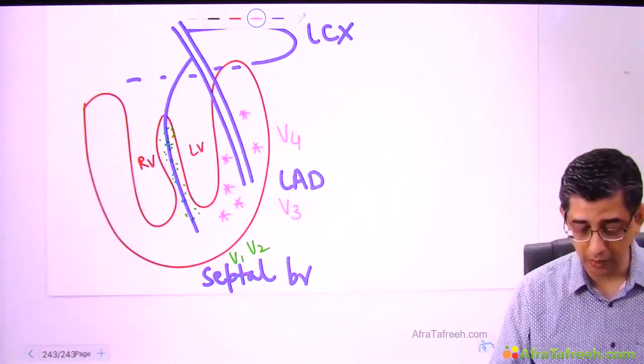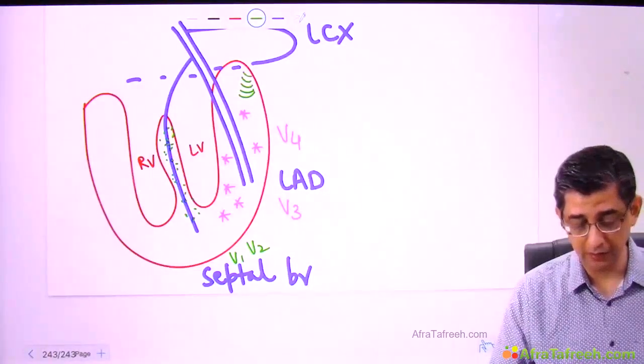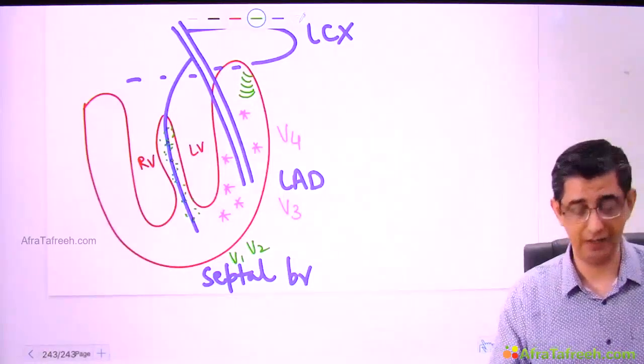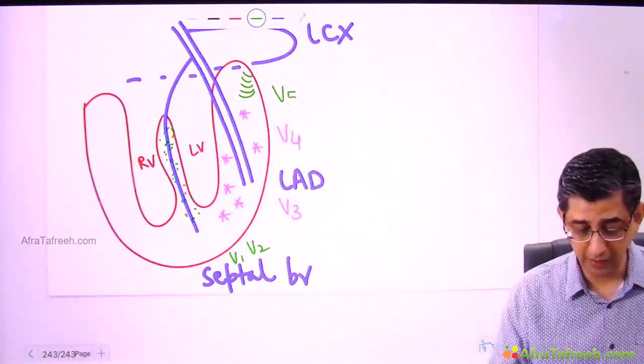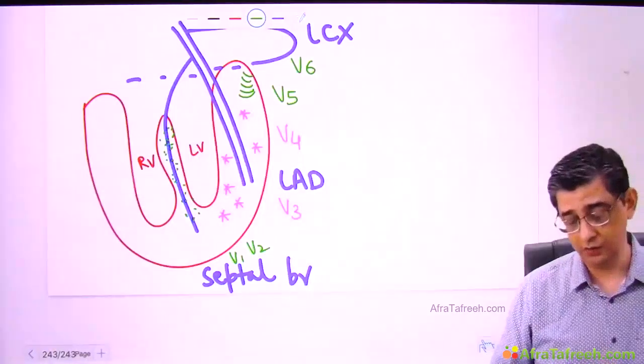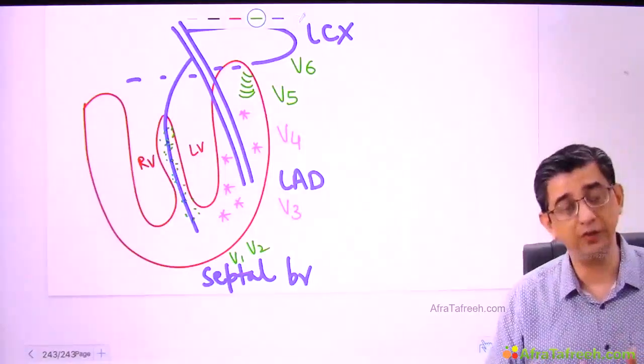Now we will move more laterally. This lateral part of the heart, the one that you can scan from the axilla side, would be best read by electrodes V5, V6. So I just highlighted V1, V2, then V3, V4, V5, V6. They are like electrodes which are scanning through the various surfaces of the heart.